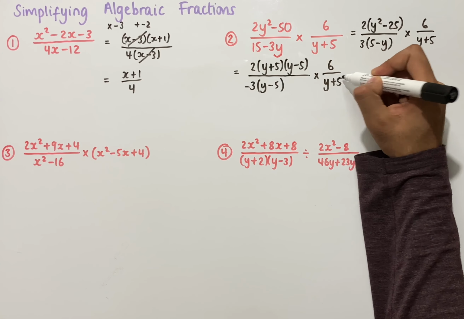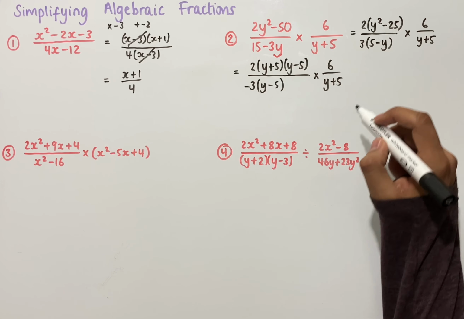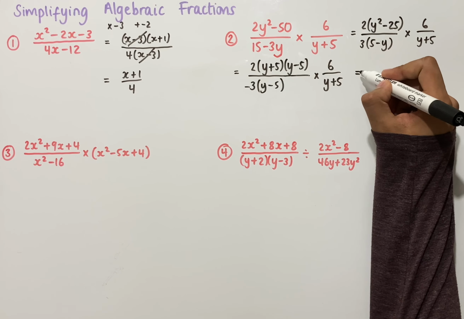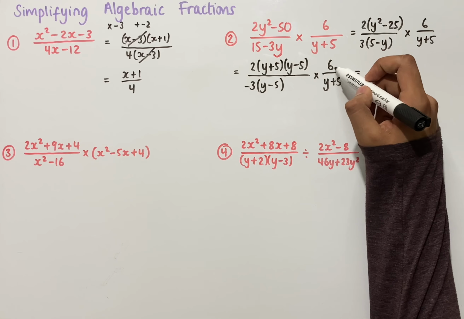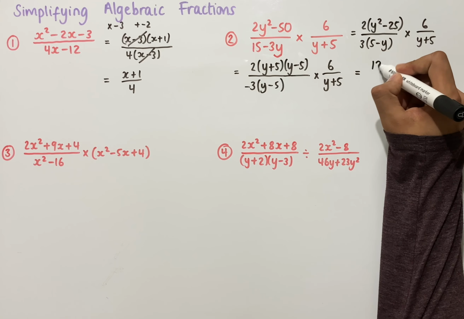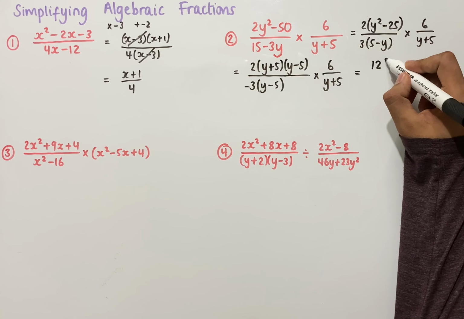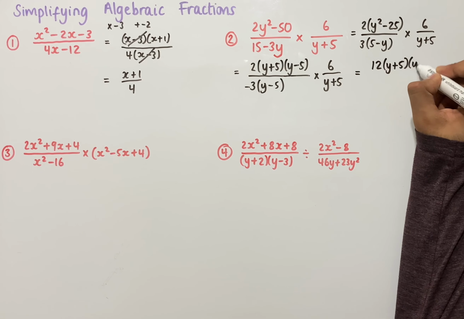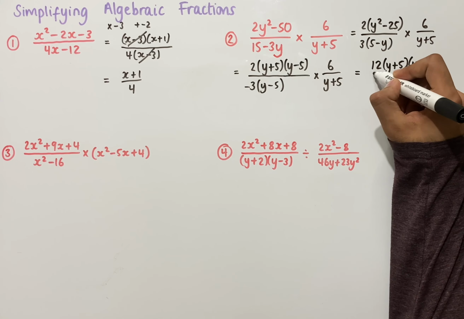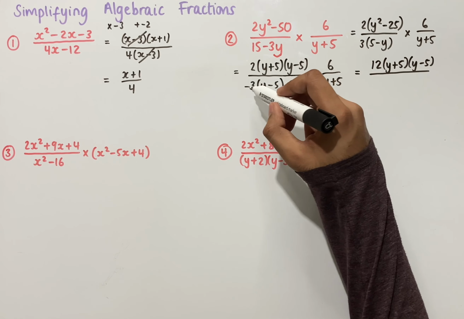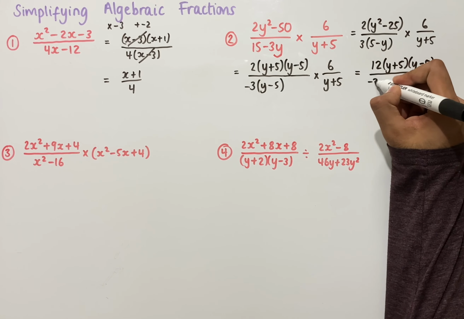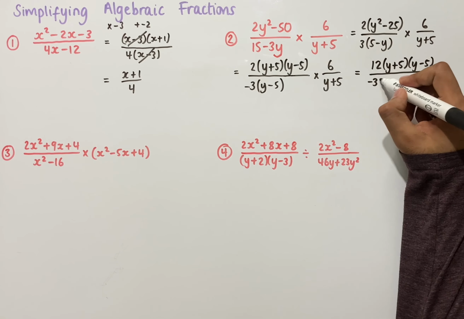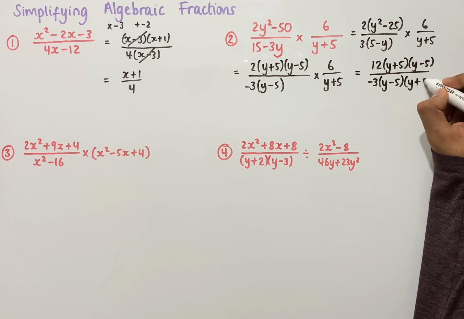And since the second fraction is completely simplified, we can now write on multiplied by 6 over y plus 5. If we were to combine the two fractions, we would now end up with the following. So 2 times 6, which would give us 12, and then the two brackets in the numerator remaining the same, so y plus 5 and y minus 5. And in the denominator, we have minus 3, and then in brackets, y minus 5, and we're also multiplying by y plus 5, and so we can write that in brackets.